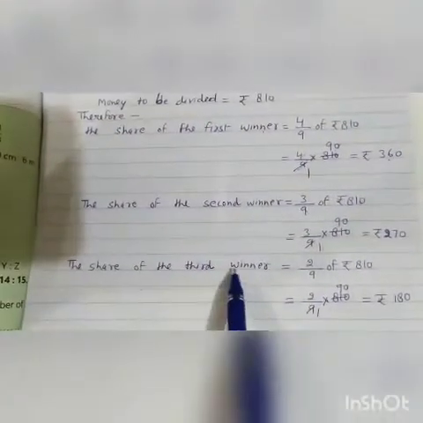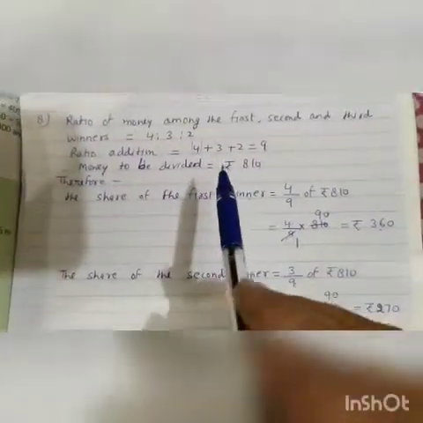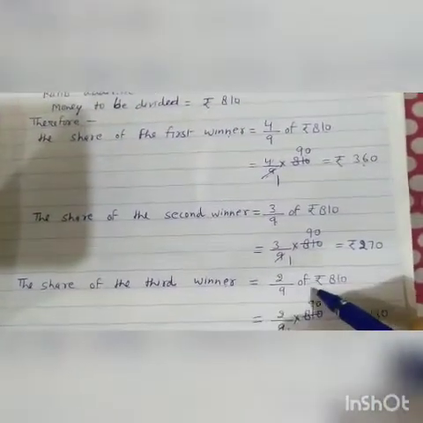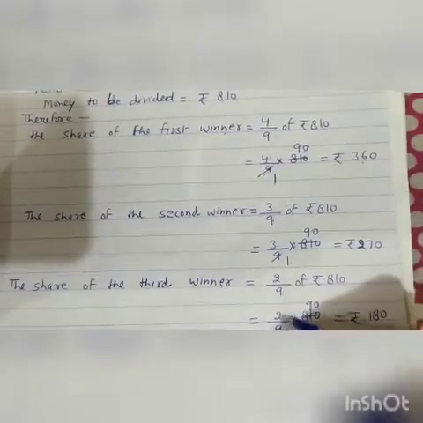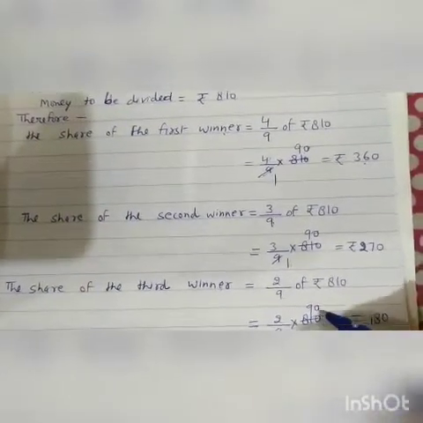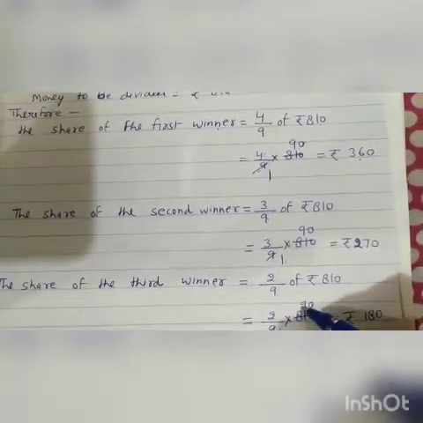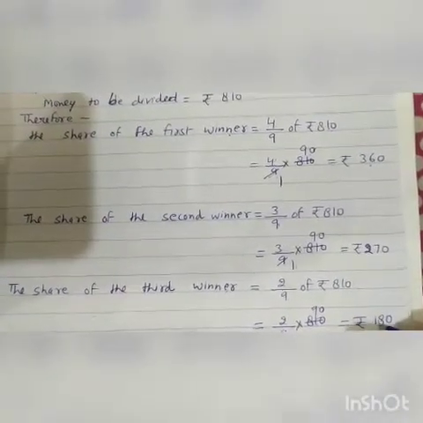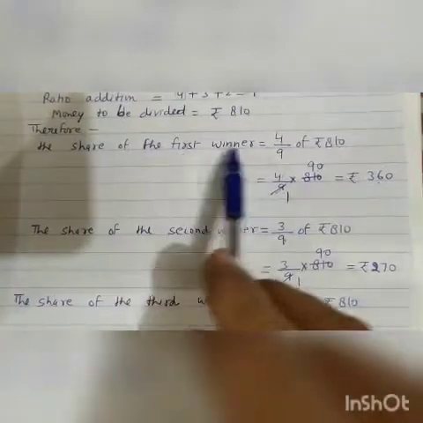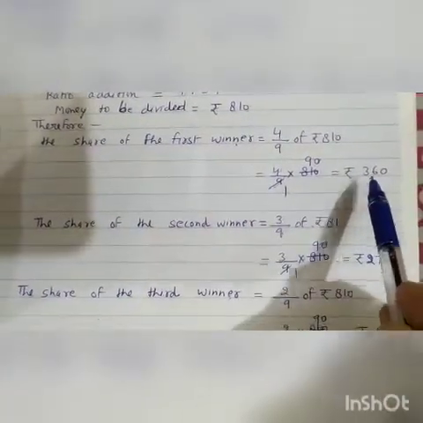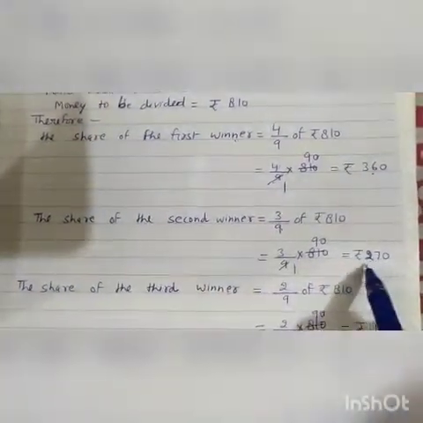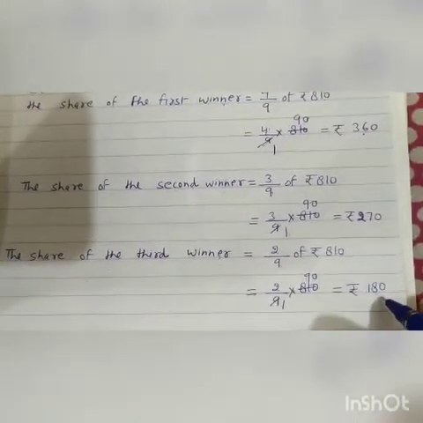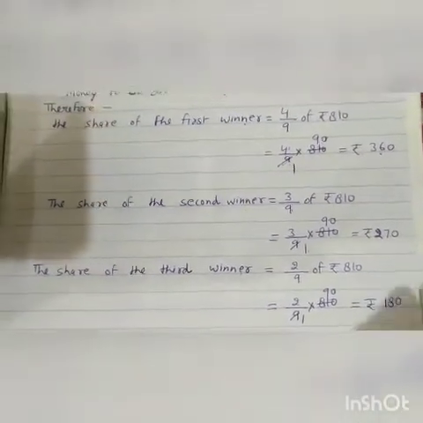Then the share of the third winner will be, what is the ratio of third winner? It is 2. So 2 upon 9 of rupees 810. 2 upon 9 multiply 810. 9 1s are 9, 9 9s are 81, 0. 2 9s are 18. So 180. So share of first winner is rupees 360. Share of second winner is rupees 270 and share of the third winner is rupees 180. Clear?